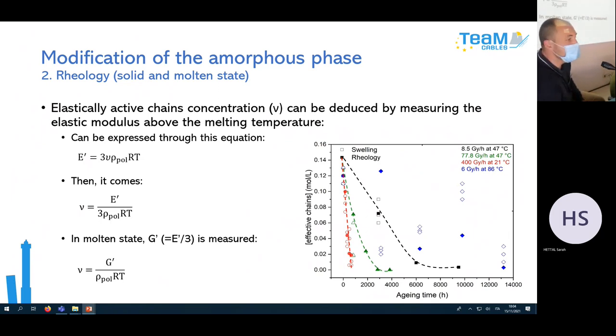And by looking at the two methods, so the swelling tests and the mechanical tests, we are able to have a good correlation between the two experiments with the calculated effective chain in the macromolecular network. So that is represented here on the graph, the figure on the right, where you have the empty symbols and the filled symbols, measured by swelling or rheology. And I don't know if you can see it, but these are the different conditions that have been studied and compared with the aging time. So this gives us an idea about what is going on inside the macromolecular network, mainly chain scissions.